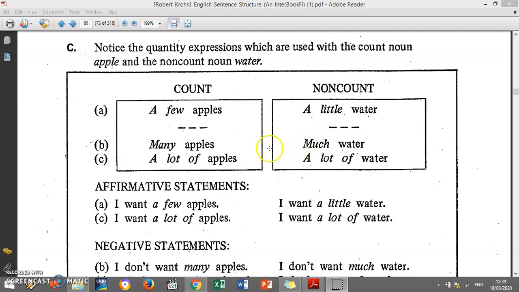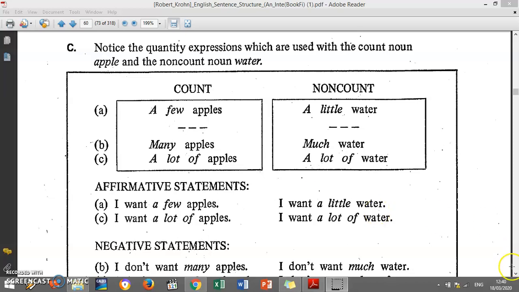And then for a lot of, you can use it for both countable nouns and uncountable nouns. Jadi bisa digunakan untuk dua-duanya. A lot of apples, a lot of water, a lot of people, a lot of information, a lot of sand, a lot of sugar, for example. Both are okay. Jadi dua-duanya bisa menggunakan a lot of.